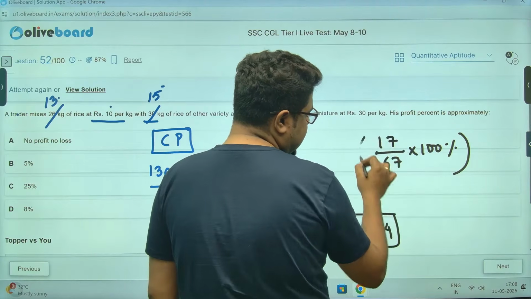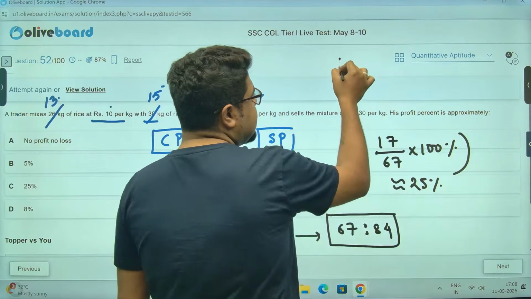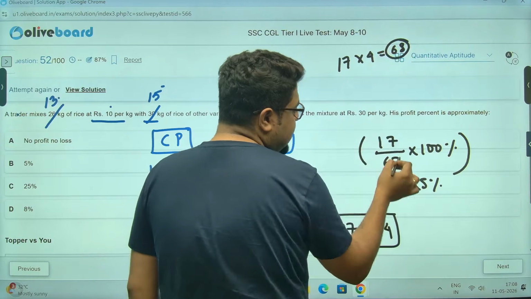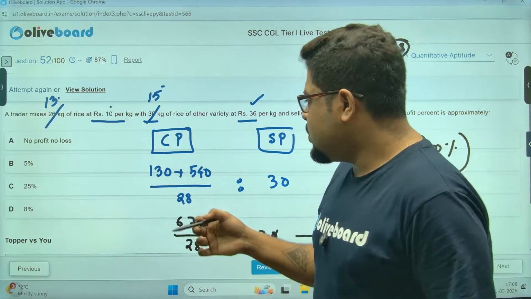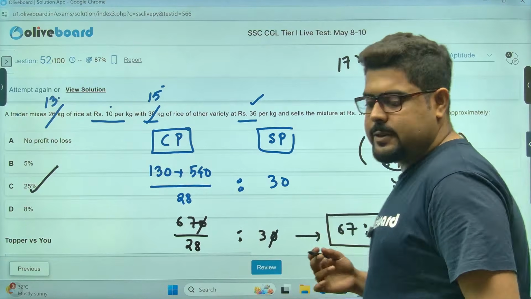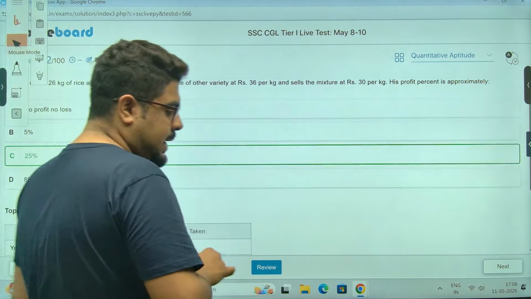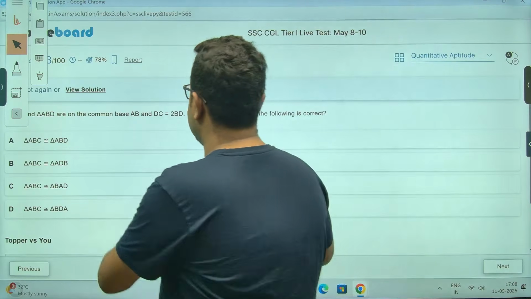Sir, this is very close to 25% as I can see. Why? Because I can see 17 fours are 68, and the denominator is 67, which is very close to this 68. So 25% is there in the option. So that has to be my answer, 100%. Clear, everyone? Clear, sir? Moving on to next.